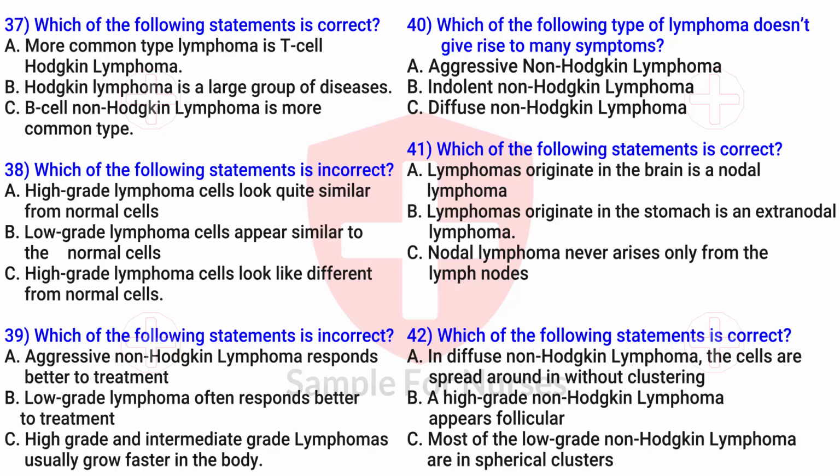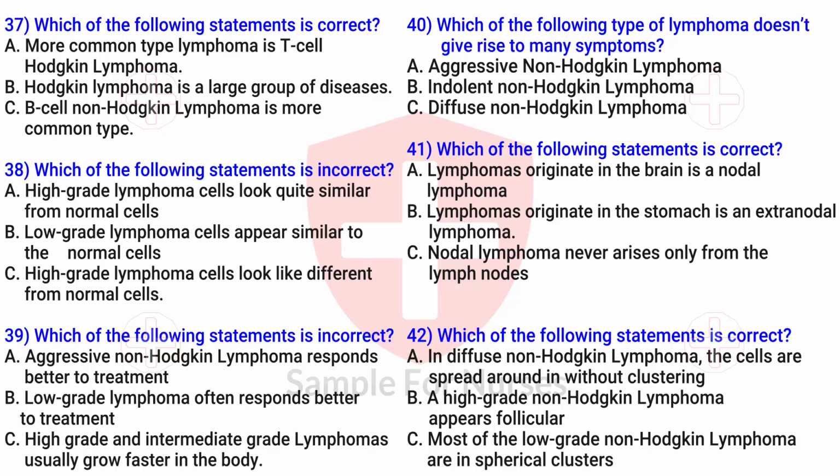What the pathologist describes as a high-grade or intermediate-grade lymphoma usually grows fast in the body, so these two types are considered aggressive non-Hodgkin lymphoma. Surprisingly, aggressive non-Hodgkin lymphoma often responds better to treatment, and many people with aggressive non-Hodgkin lymphoma are cured if they are diagnosed early. The most common kind of aggressive lymphoma is diffuse large B-cell lymphoma.